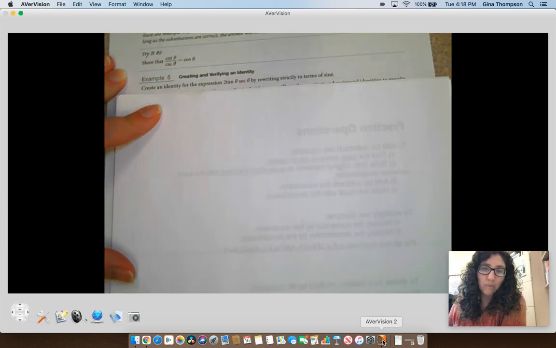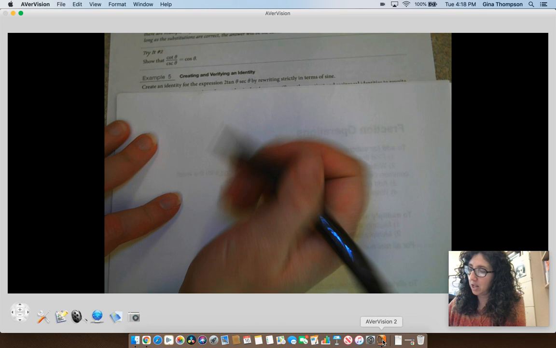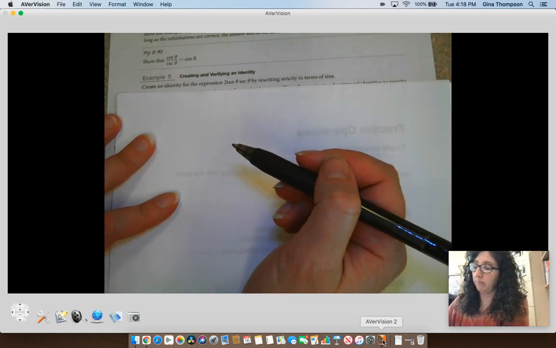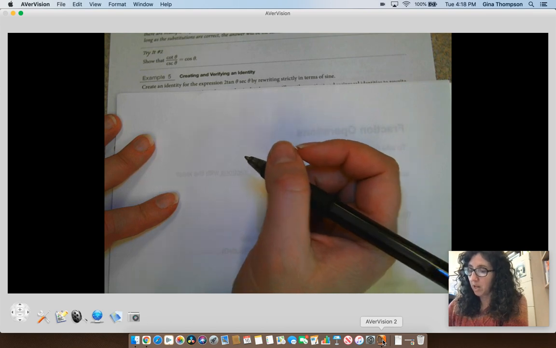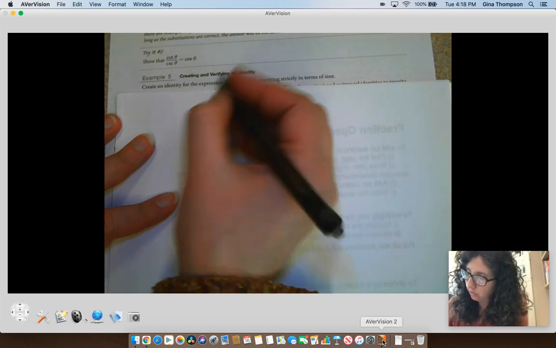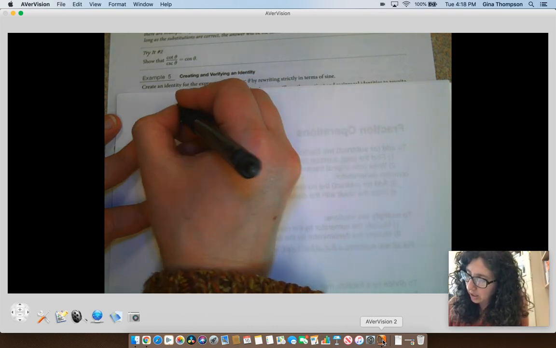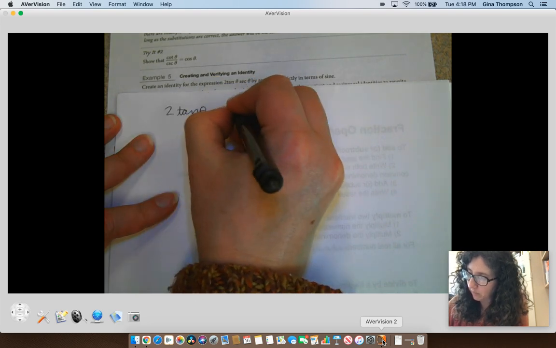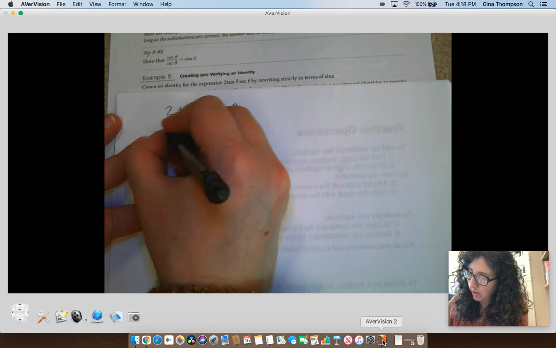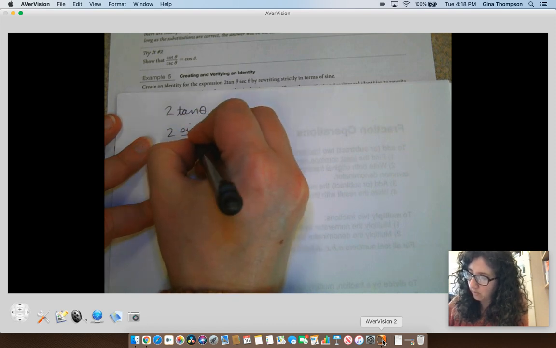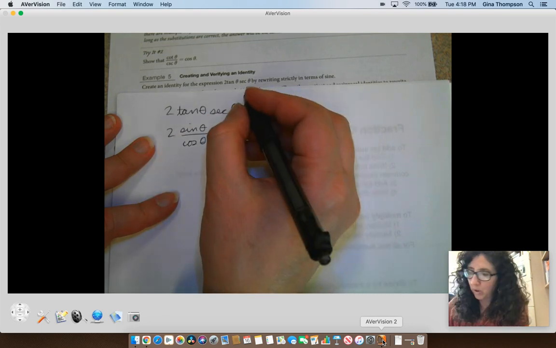Let's do another one. Now example 5: create an identity for this expression by rewriting it strictly in terms of sine. Okay. So let's see. Let's write in terms of sine and cosine first. So we want 2 tangent theta times secant theta. Tangent is going to be sine over cosine. Secant is 1 over cosine.